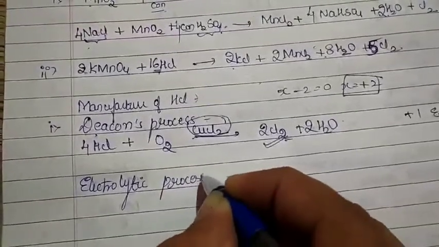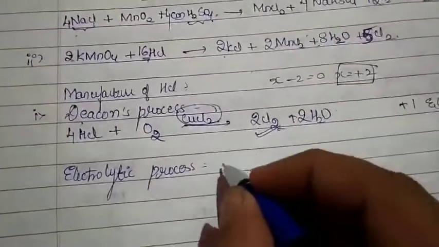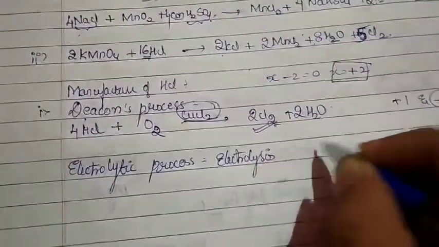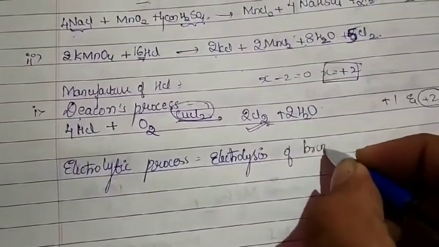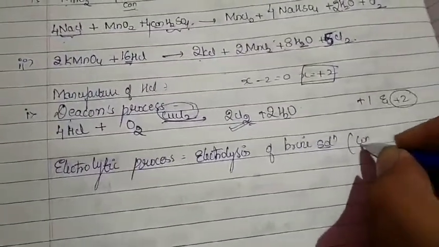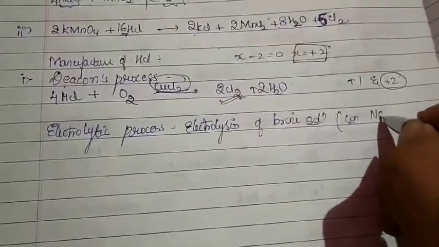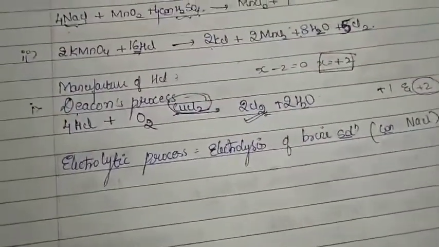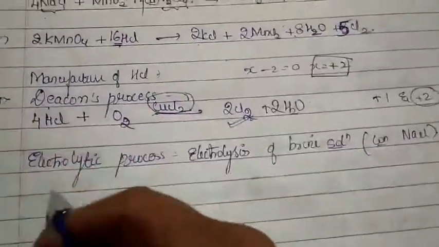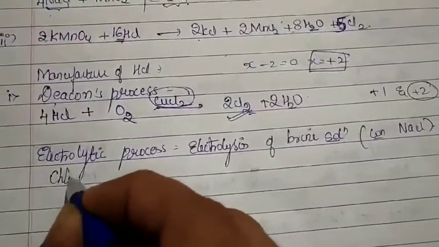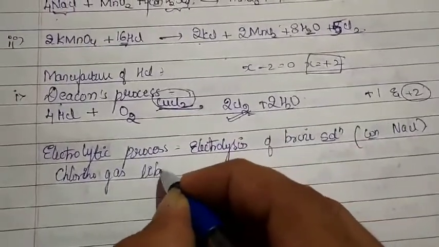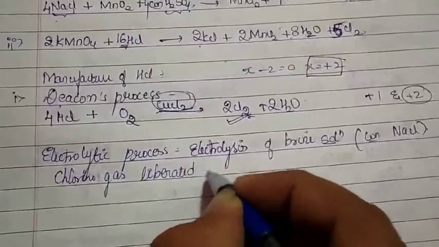Electrolytic process, that is carrying out electrolysis, basically the electrolysis of your brine solution. Most of you know what brine solution means. Yes, it is the concentrated NaCl solution. So when you electrolyze your brine solution, basically you are going to get chlorine gas liberated at the anode. Chlorine gas liberated at anode.